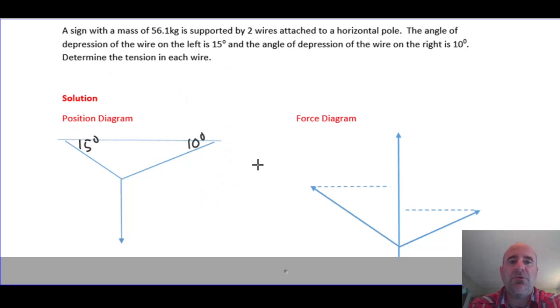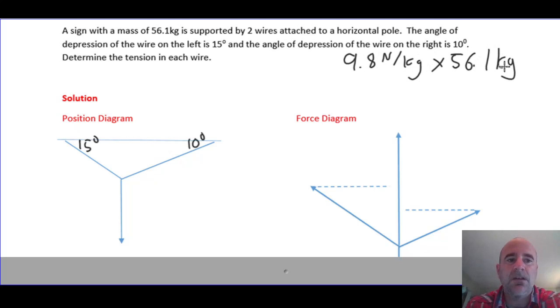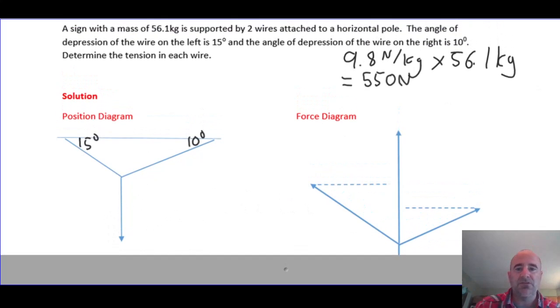So there's 9.8 newtons per kilogram due to gravity. So we multiply that by 56.1 kilograms. And we get 550 Newton force. So we know that this force here of gravity has a magnitude of 550 newtons, and it goes down.